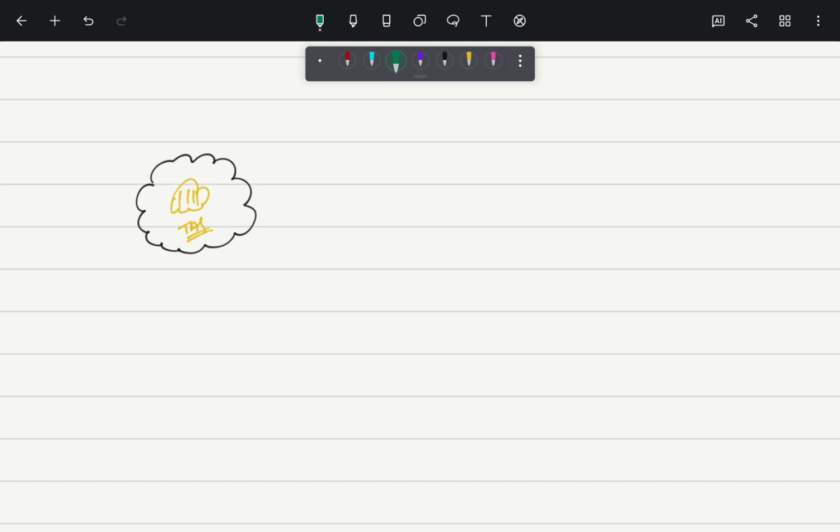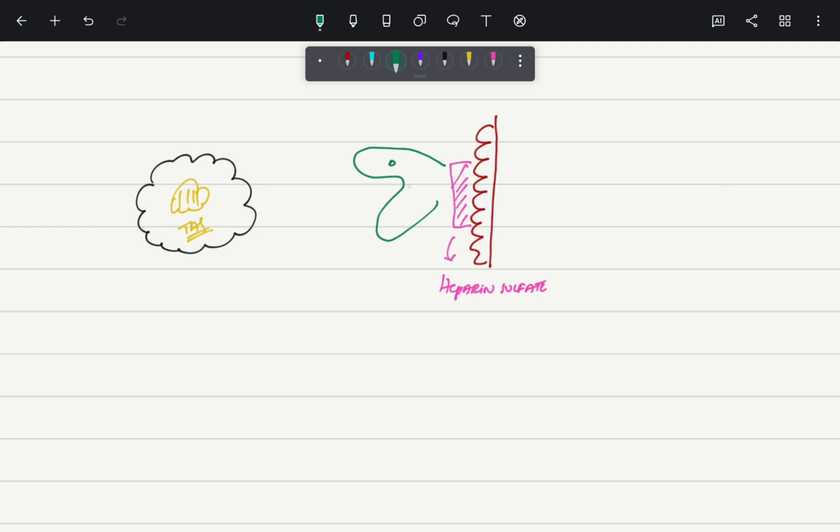Okay, first I want to draw the structure of lipoprotein lipase. So this is the endothelium. On this endothelium, we have heparin sulfate. What is this pink color thing? This is your heparin sulfate. On this heparin sulfate, there is an enzyme called lipoprotein lipase.